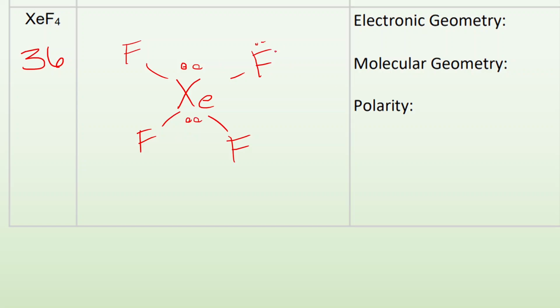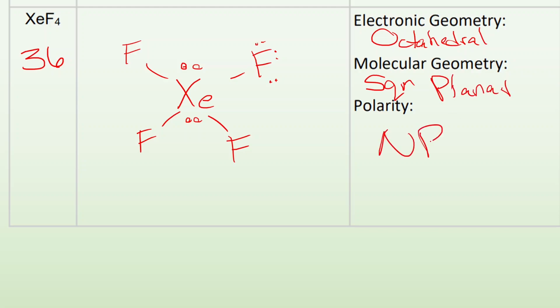Again, I'm lazy, so I didn't draw all the octet around the fluorines, but the electronic geometry with 6 domains is going to be octahedral. Now, if that shape has 2 unshared pairs of electrons, the molecular geometry is going to become square planar. It's going to be a flat molecule. And its polarity is going to be non-polar. You can see in the Lewis structure, it's got multiple lines of symmetry. So there's not going to be a positive end and a negative end.